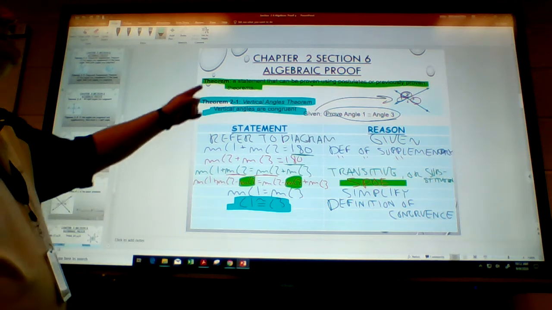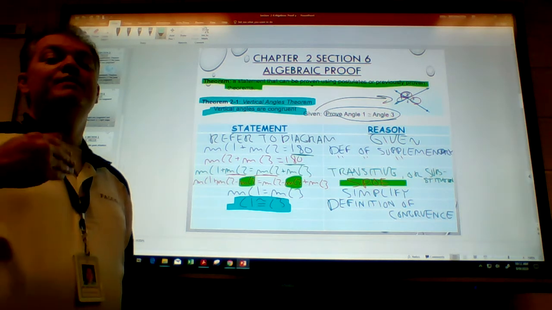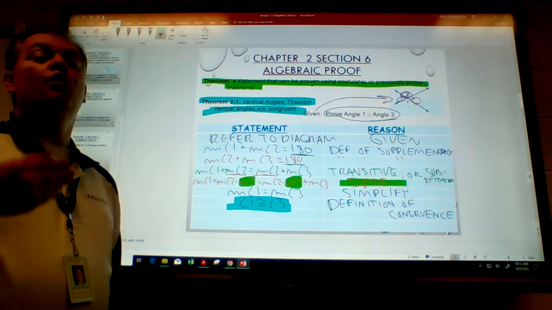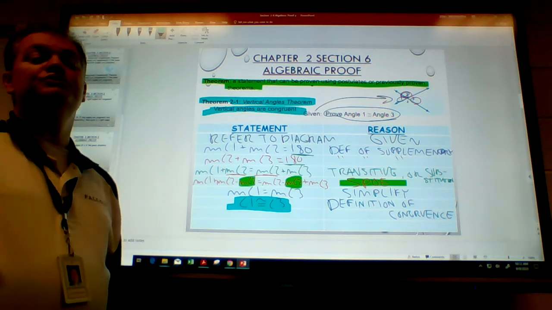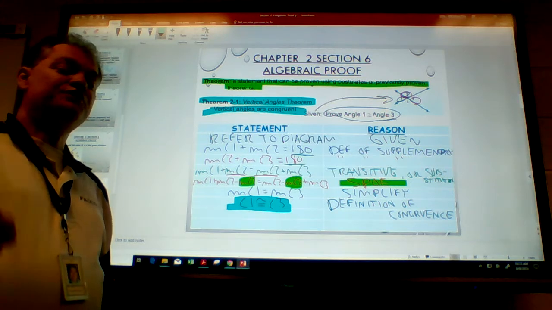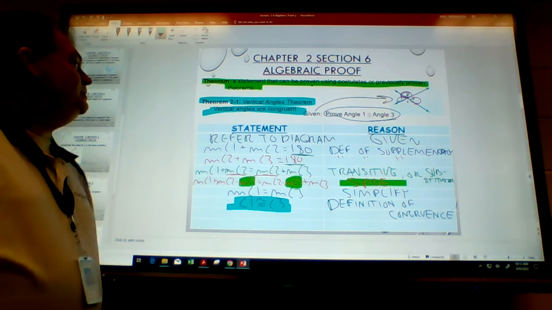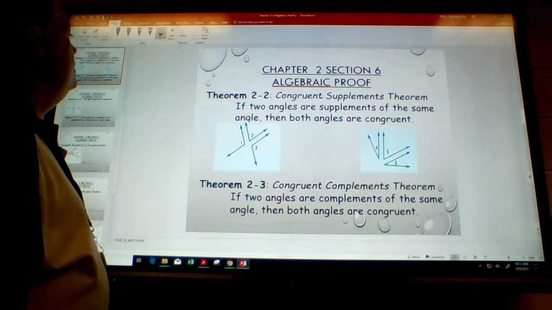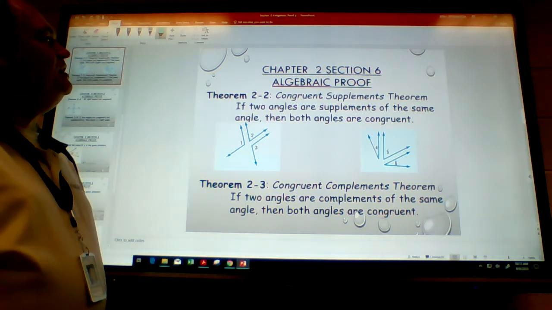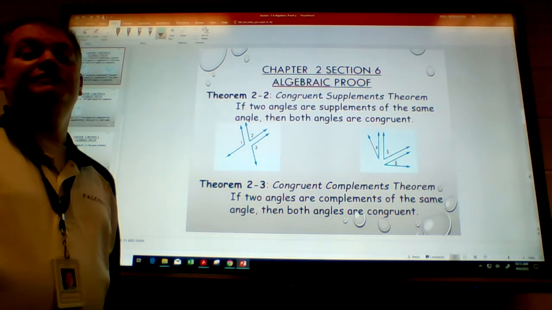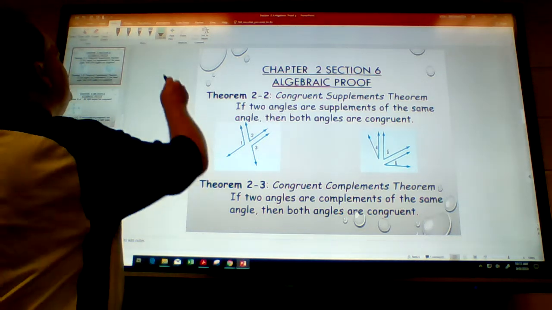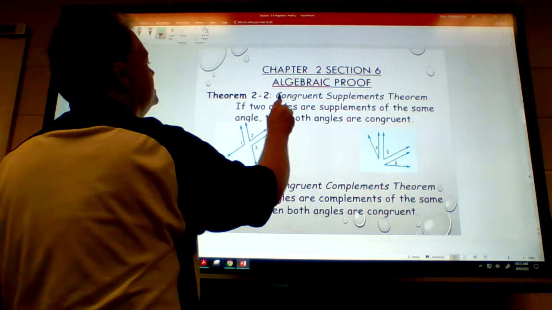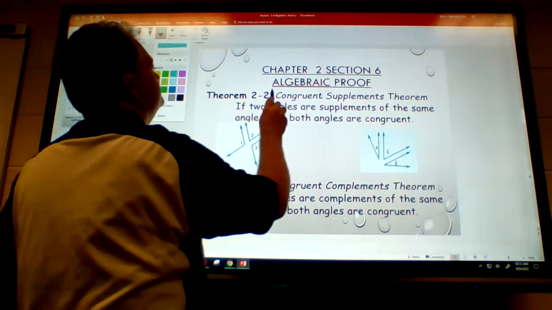Now remember, a theorem is a statement that can be proven, and we can prove it using postulates or previously proven theorems. So now we can use vertical angles theorem 2-1 to prove future theorems, which we actually use to prove theorem 2-2. We're not going to do that today, and theorem 2-3. But let's talk about those. Theorem 2-2 is the congruent supplements theorem.